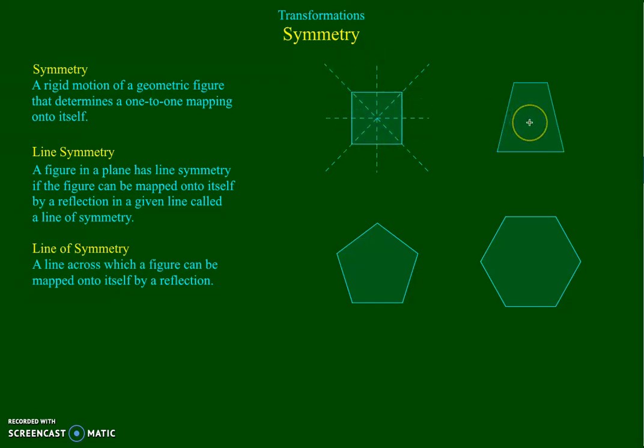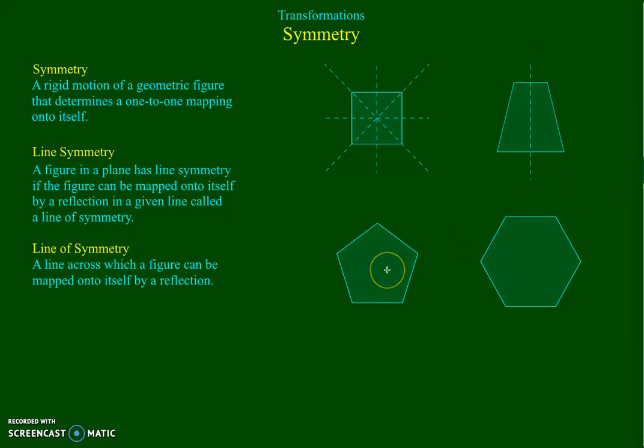Alright, what about this figure? This figure is a trapezoid, and it doesn't look like it would map across a line this way, because if we reflected these points up, they'd be up here, and these points would be down here. This figure would not be mapped onto itself. What about in this direction, though? And as it turns out, there would be one line of symmetry here.